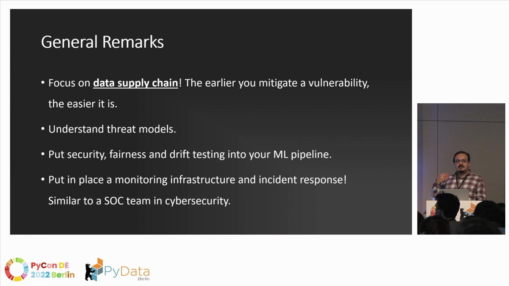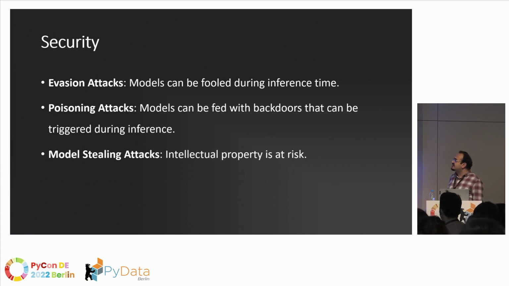The second is that we should consider several threat models, okay? Whether black box access is the only way to access your ML systems, or whether gray or white box access is possible. This really changes the security aspects of your models. So when you are working in a company and developing an ML model, you should specify your threat models and take actions in that respect. And put security, fairness, and data drift, at least these 3 kinds of tests, into your ML pipeline, and put in place a monitoring infrastructure and incident response infrastructure for your production environment.